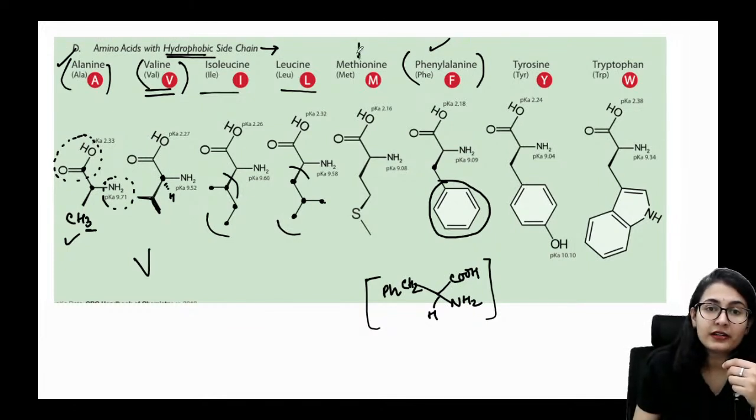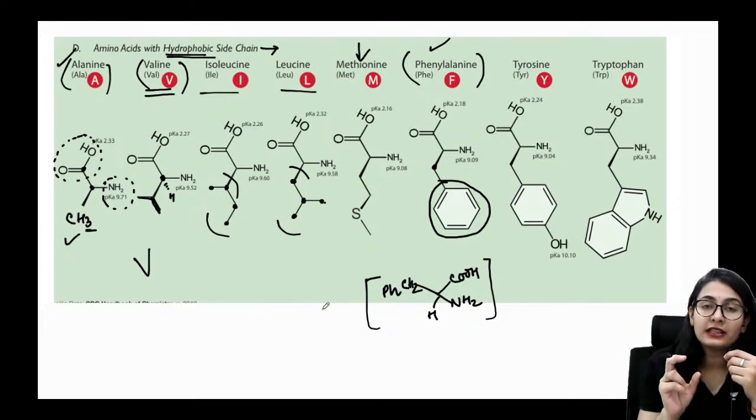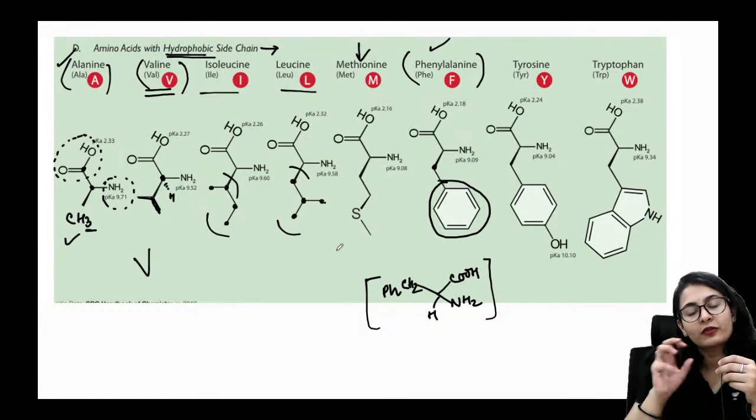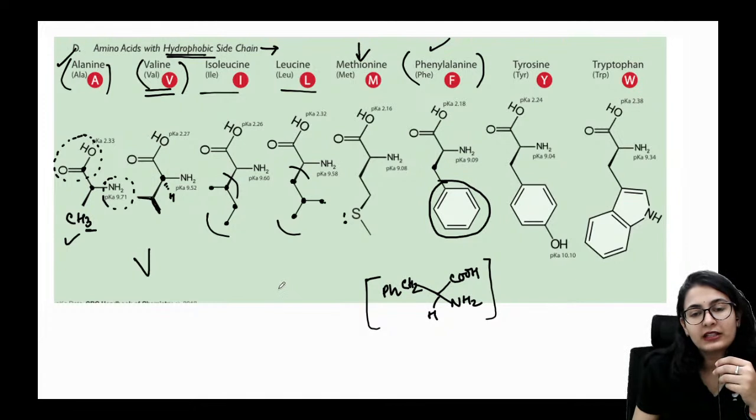Methionine is very important. Why is methionine important? We have studied in bioinorganic chemistry that methionine is helpful in heavy metal poison removal. That is, heavy metal poisoning that happens in the body, methionine helps to remove that. How? Because sulfur has a huge affinity for heavy metals, isn't it?